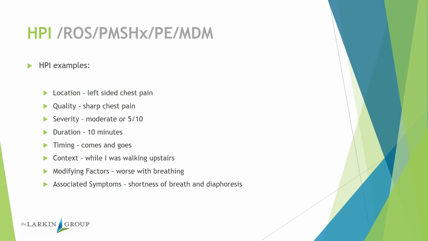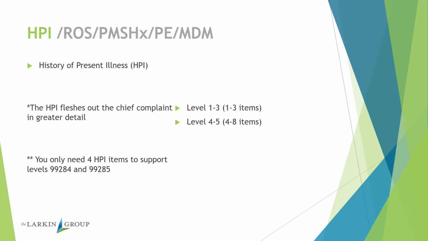The Epic template will allow you to click on or fill in blanks for the details you add. Here we have where the pain is, the quality of it, how long it lasts, and so forth. You'll want to add as many details on your history of present illness as are pertinent to your patient. You'll also be supporting your level of charge. The more details you add, the more you'll support your level of charge.